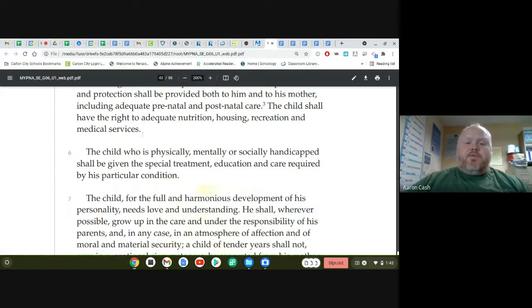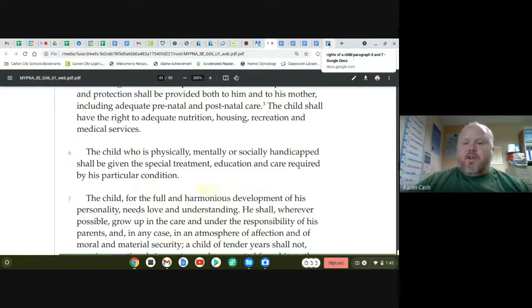The child who is physically, mentally, or socially handicapped should be given special treatment, education, and care required by this particular condition. So, someone who is handicapped has something about them that's different than someone else. And it could be that they think differently, it could be that their body looks differently or it works differently. There are lots of different ways that someone could be handicapped. And children who are handicapped should be given special treatment.